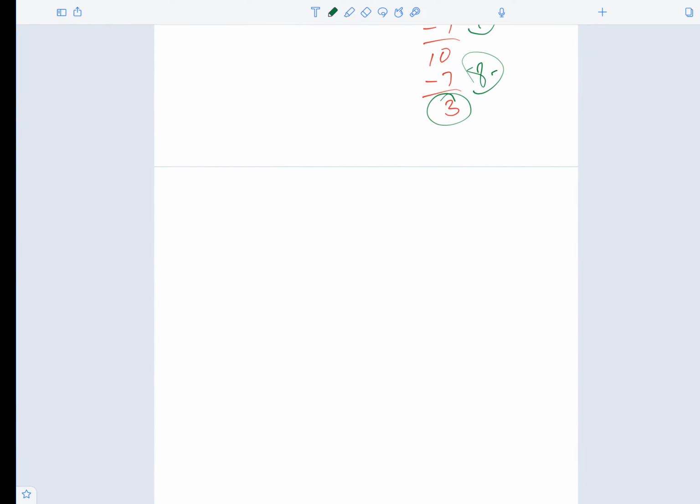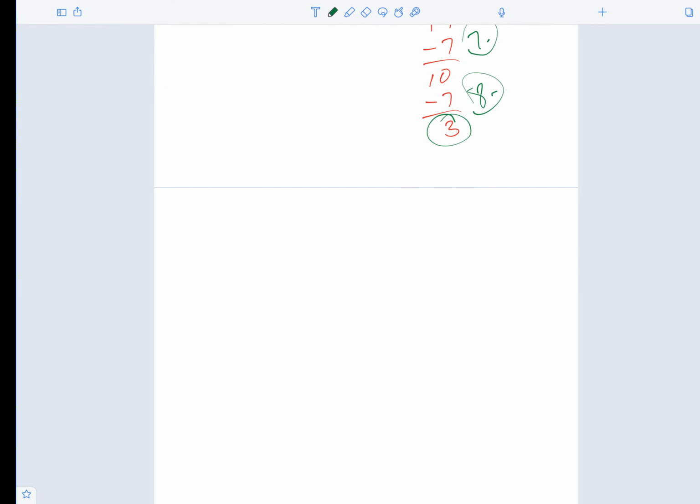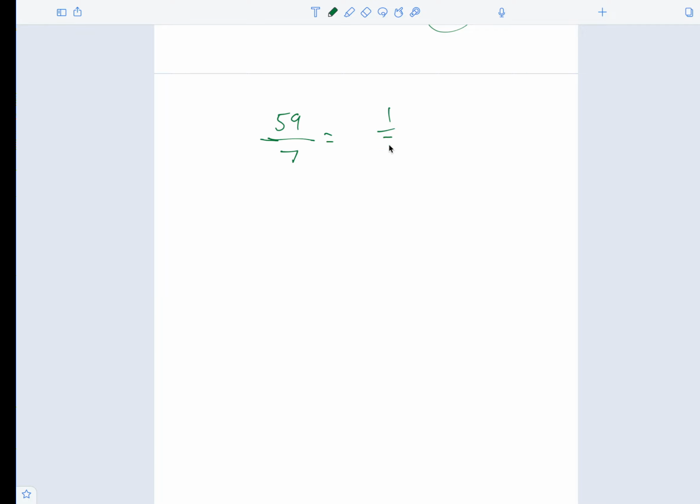But there's another way of thinking about this, and that's that when we divide numbers, 59 divided by 7 is the same thing as 59 over 7, or 1/7 times 59, right? These are different ways of saying it. And division is basically multiplying by the reciprocal.